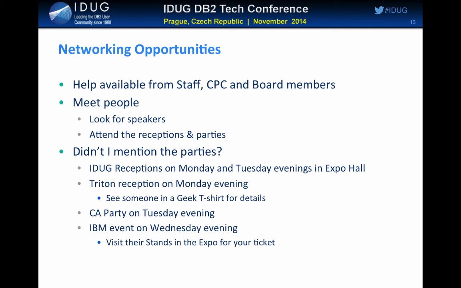I haven't mentioned the parties yet, and there are several parties being held during the conference week itself. The first of these are receptions in the expo hall on Monday and Tuesday evenings when the expo opens. Then on Monday evening, Triton, after the expo closes, have a reception. CA have their traditional party on Tuesday evening, and IBM are holding an event on the Wednesday evening. If you want to participate in one of the vendor receptions or parties, then speak to that vendor at the expo at their booth and get your ticket.